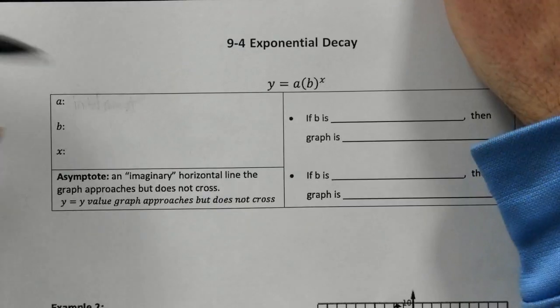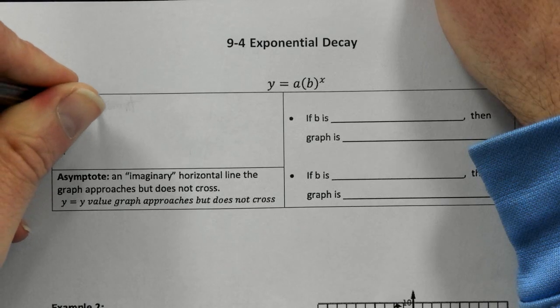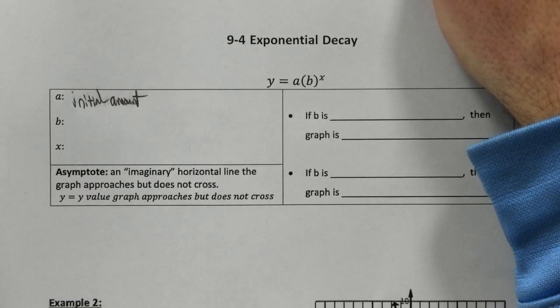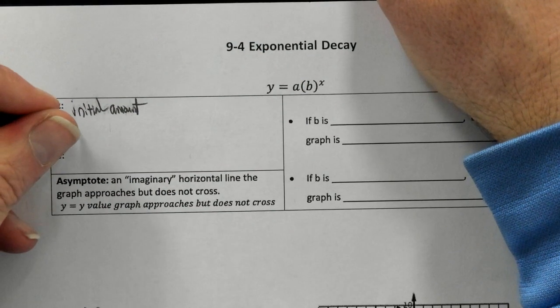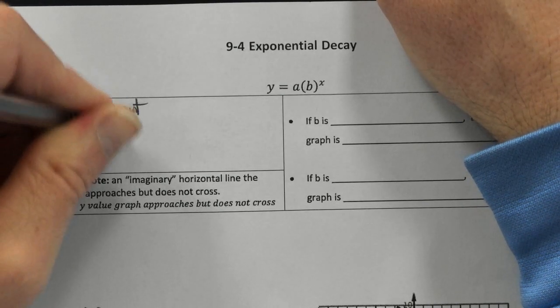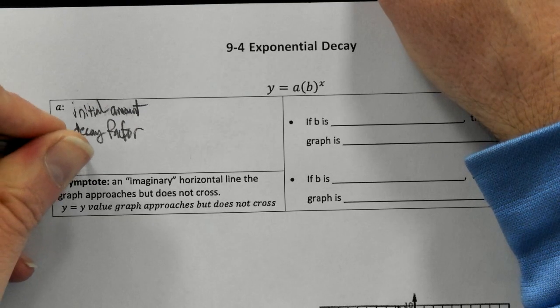We know that A is the initial amount. This is just a review. All right, the initial amount. We know that B is going to be our decay factor. And of course, X is still going to be time.